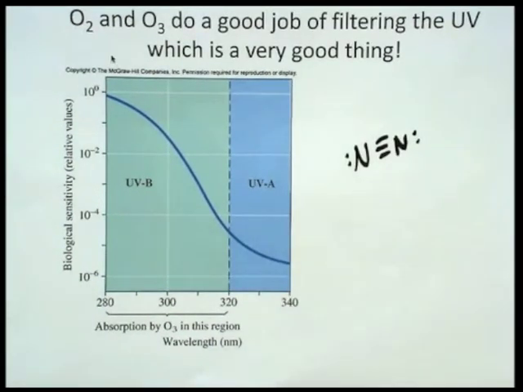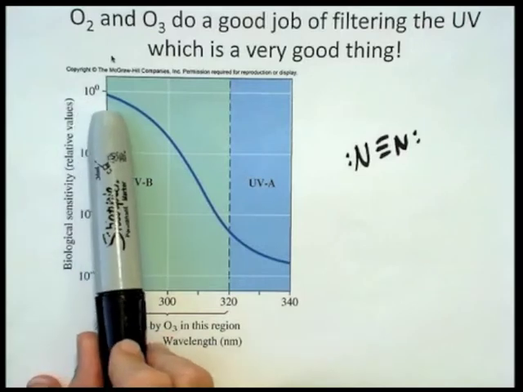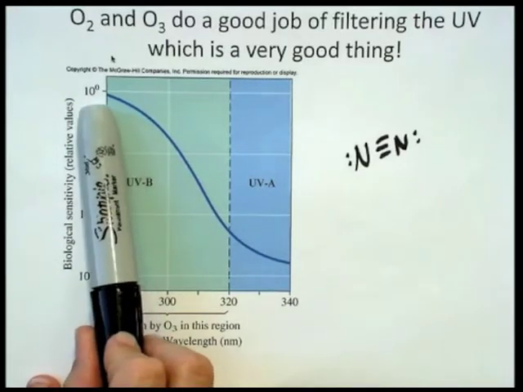All right, so this particular graph is showing the biological sensitivity of the different energy or different wavelengths of light. And you see that people are obviously very, very sensitive to C, but C doesn't make it here, so we don't have to worry about it. But the higher the energy, the more damaging the radiation.